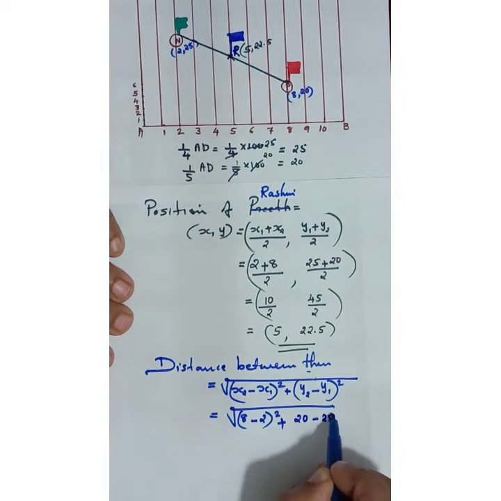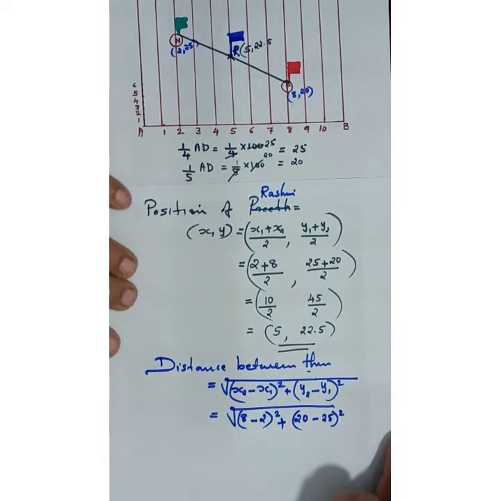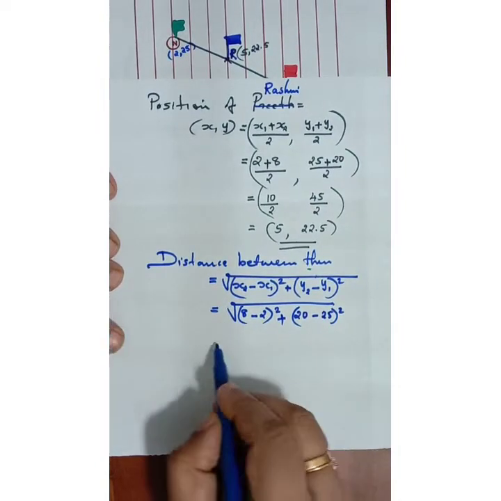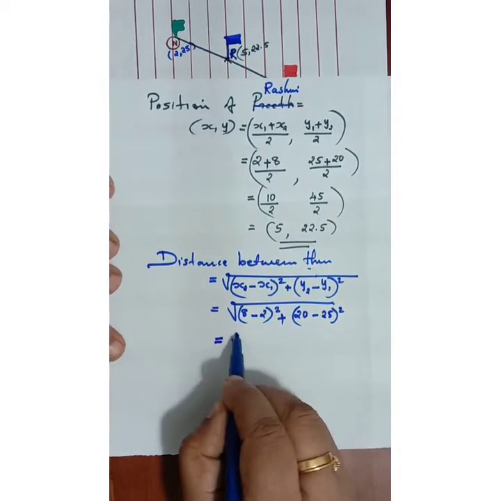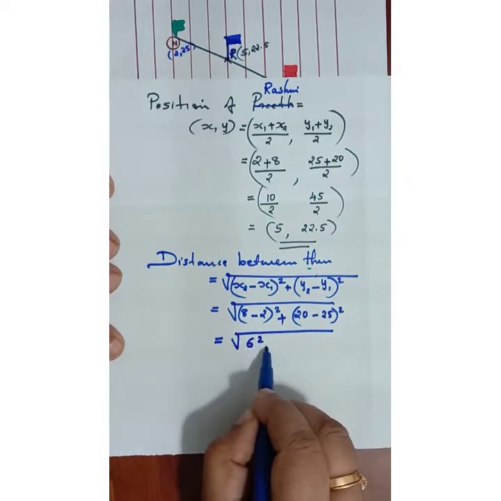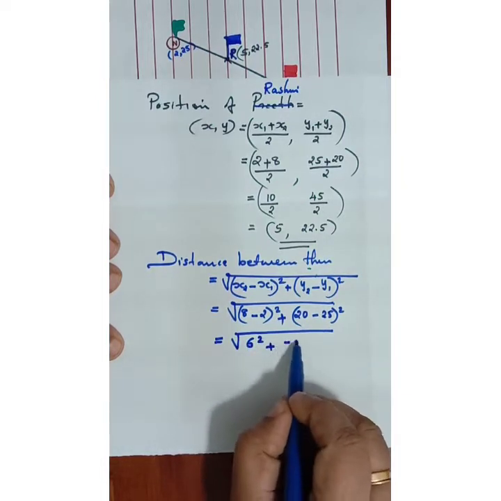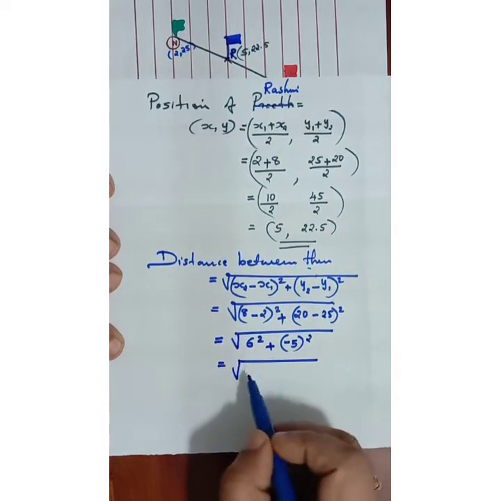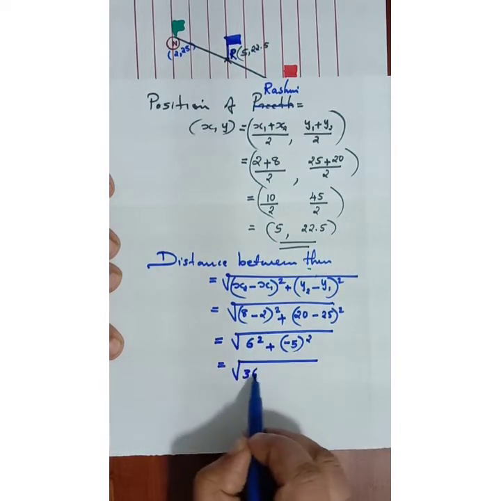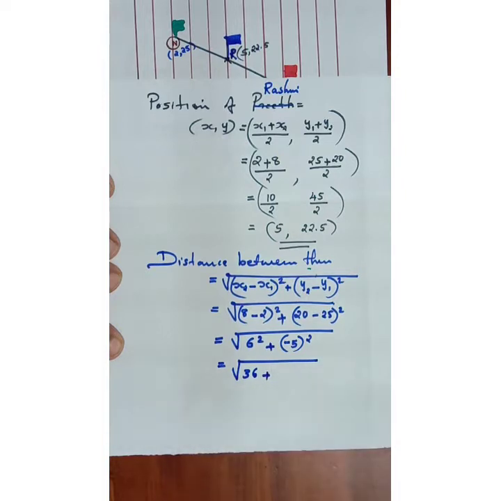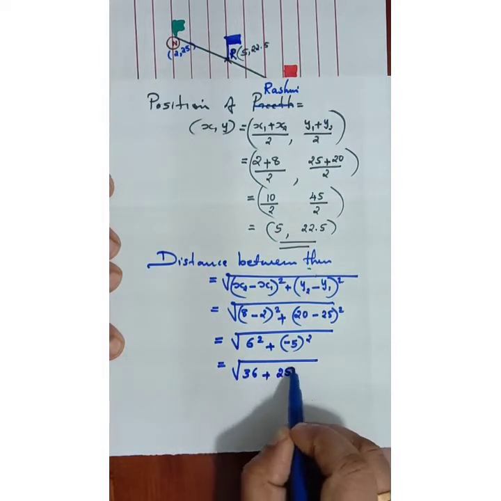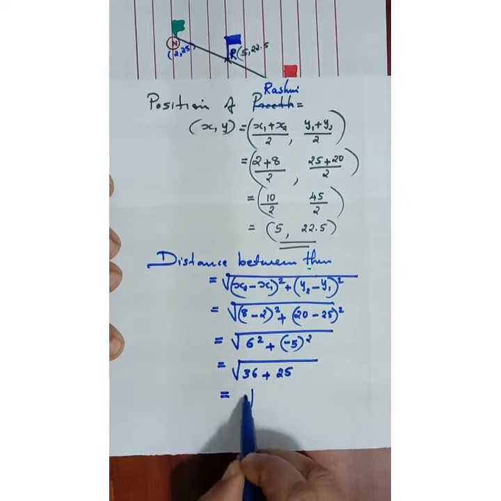20 minus 25, whole square. So now we have to simplify this. How do we simplify? This is equal to (8 minus 2 is 6) square plus (20 minus 25 is negative 5) whole square. 6 6s are 36, here we have plus negative 5 into negative 5, it is positive 25.